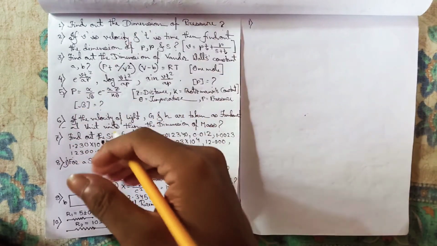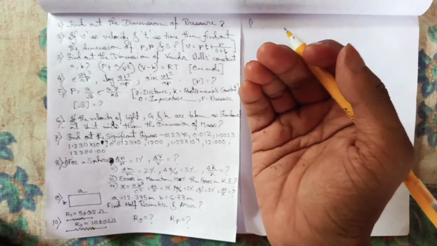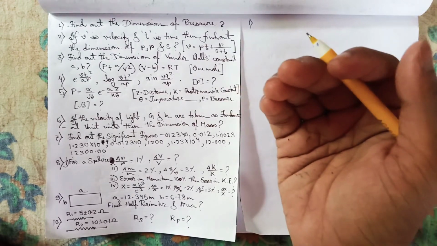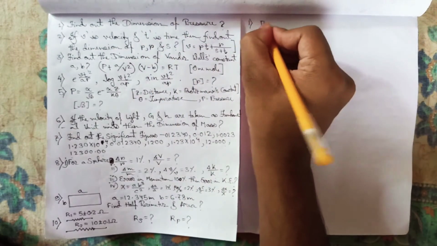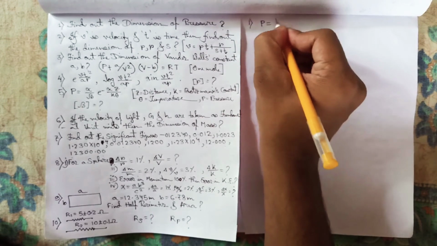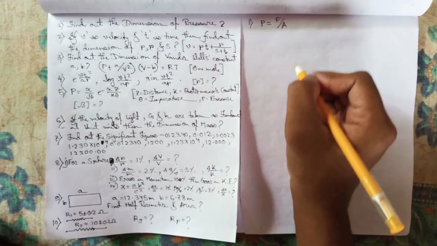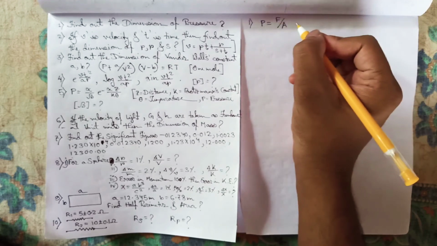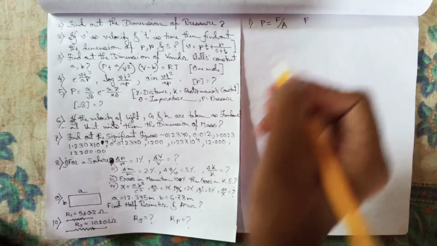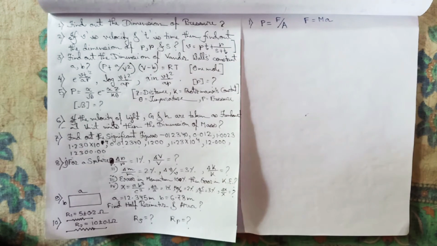To find out the dimension of any quantity, we have to know its basic expression. Let's say pressure P. We know the expression: pressure is defined as force per unit area. So we need the dimension of force. How do we know the dimension of force? We can say force equals mass into acceleration, right?